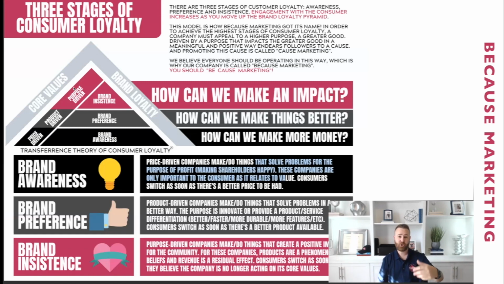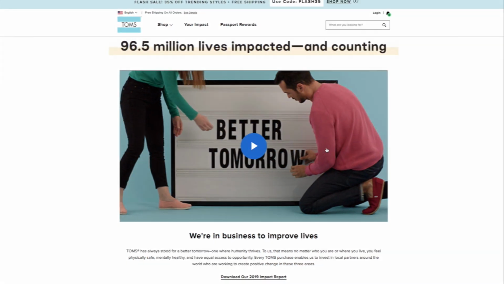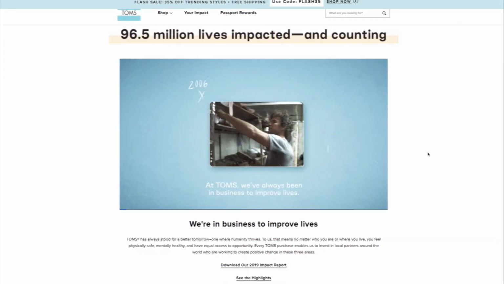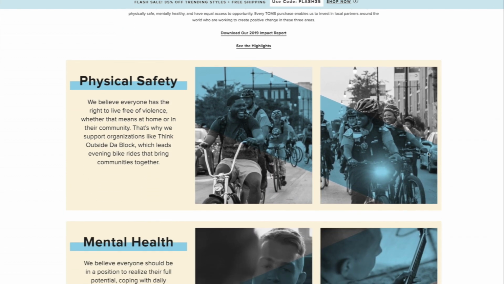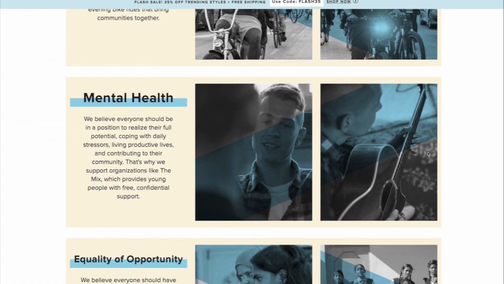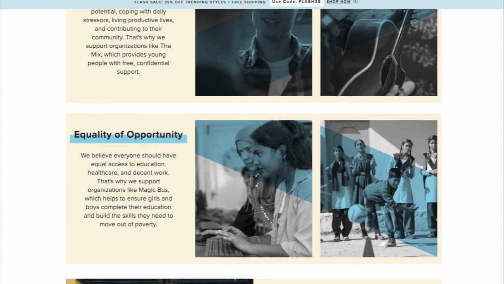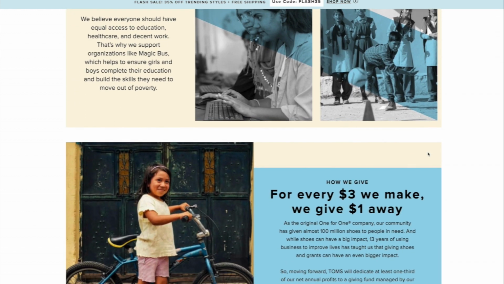So think of Tom's Shoes, for example. They're one that we like to point to. They were doing a buy one, donate one model. So every pair of shoes that was purchased, they would donate to someone that didn't have a pair of shoes. And that created a lot of evangelism because people believed in the cause.